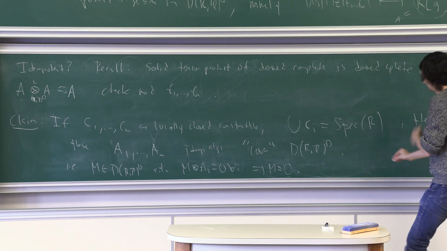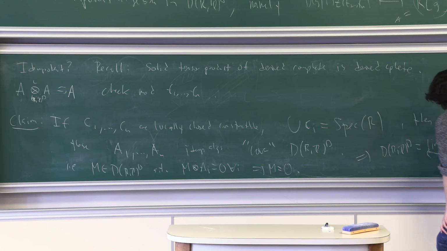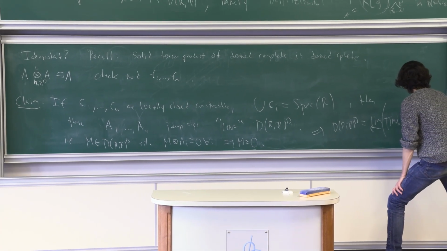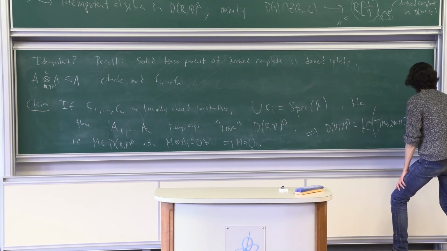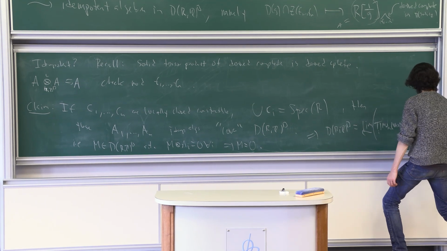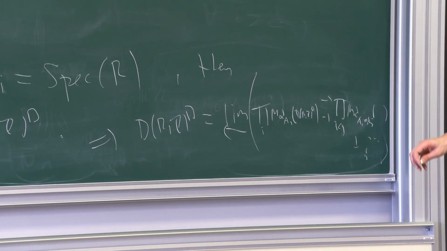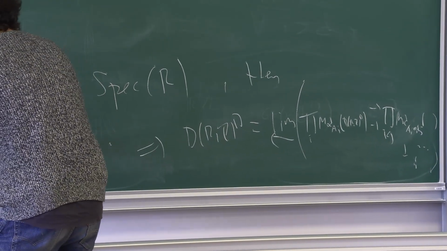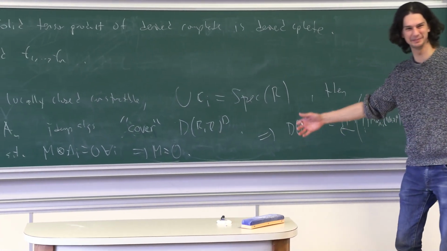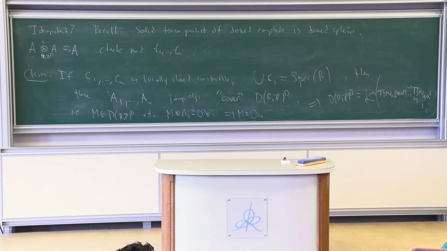And this implies that DRZ solid is some limit over, in the first term, the product over I of AI modules in DRZ solid, and then the product over I less than J, it doesn't matter, of modules over the tensor product AI tensor AJ, and so on. You'll have some finite Čech thing. They cover DRZ solid.